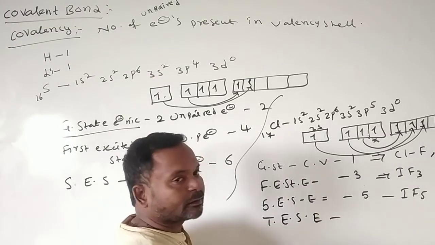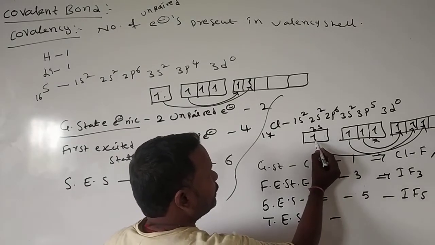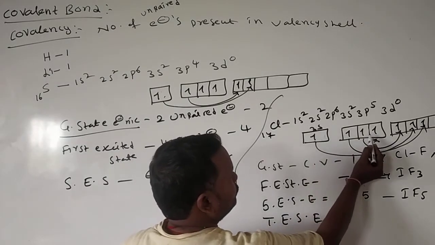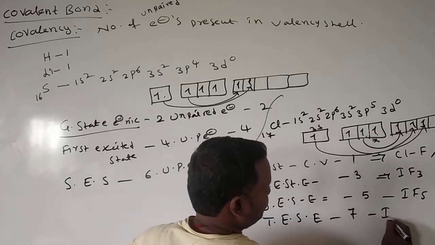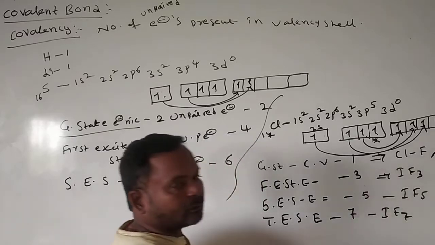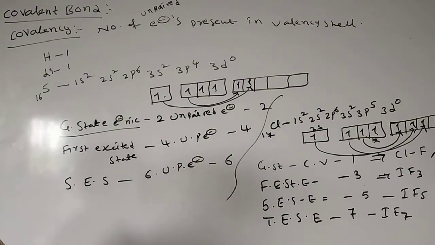Third excited state electronic configuration. In the third excited state electronic configuration, we have 7 unpaired electrons: 1, 2, 3, 4, 5, 6, 7. 7 unpaired electrons, so IF7 is formed. Covalency is also 7. This is about the covalency of different atoms in the ground state and in excited states.